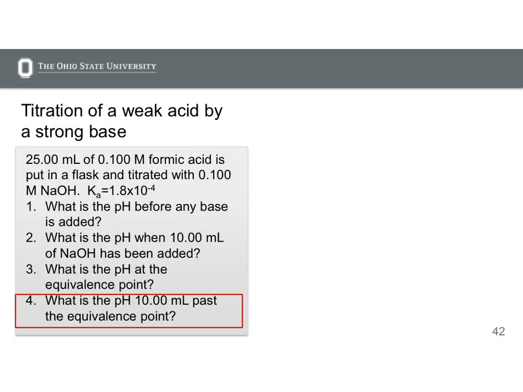The last problem then is the pH 10 milliliters past the equivalence point. So this is an addition of 35 milliliters of base.